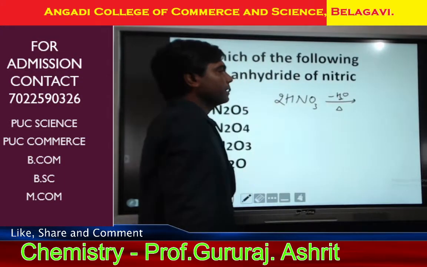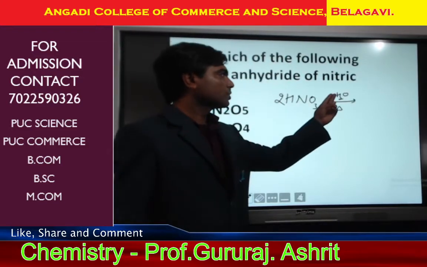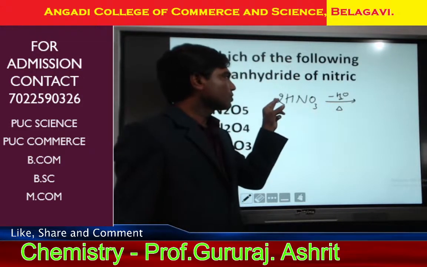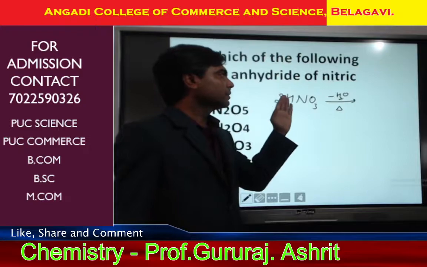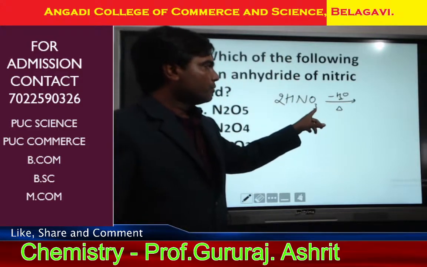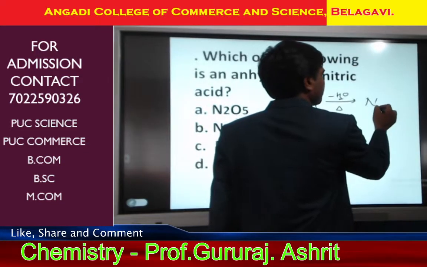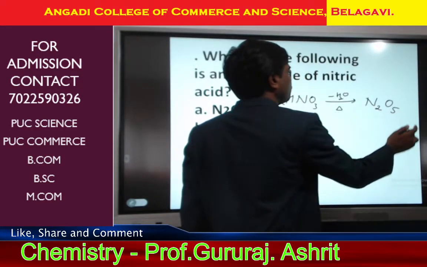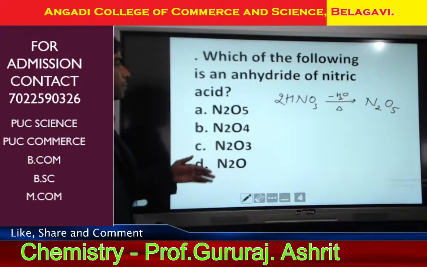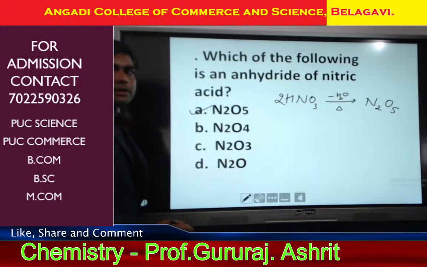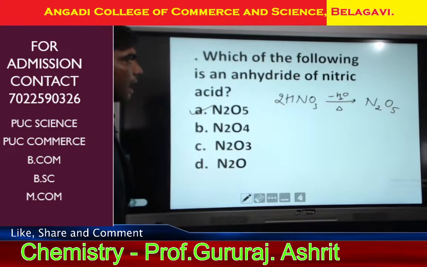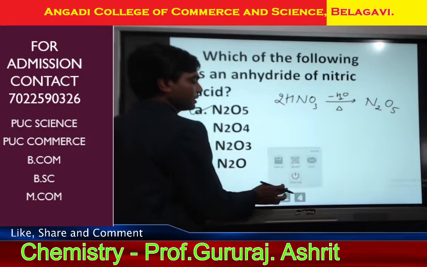What will be remaining? Let's see. Two hydrogens there, one oxygen you remove. So the remaining compound will be 5 oxygens and 2 nitrogens. Therefore, we get the compound that is called N2O5. And see the option A, that is N2O5, anhydride of nitric acid.